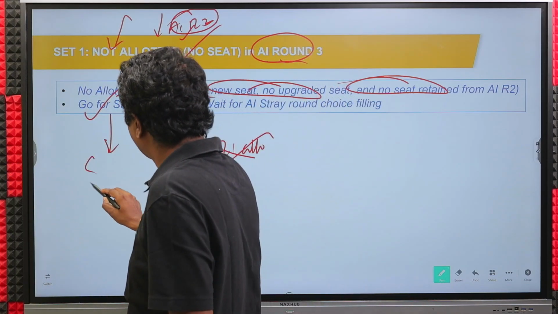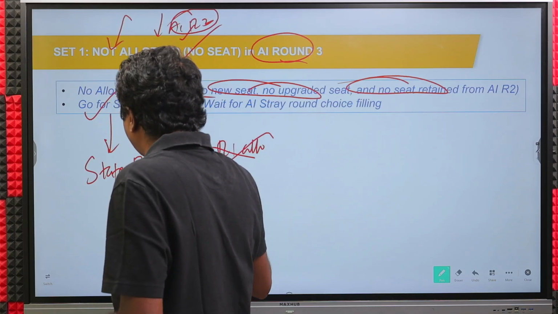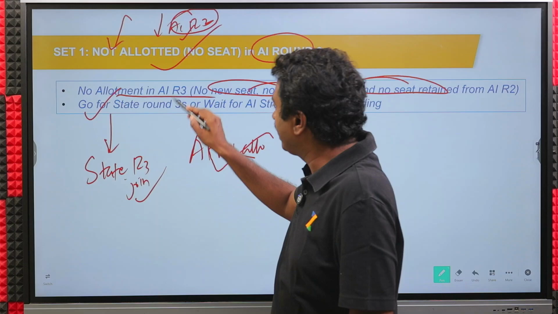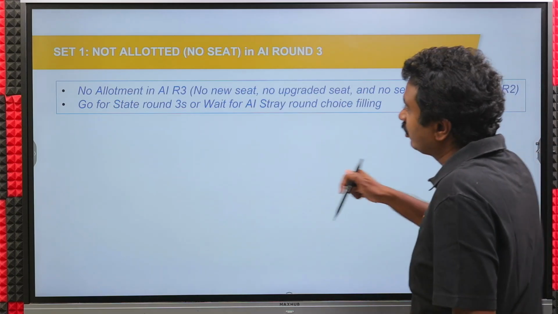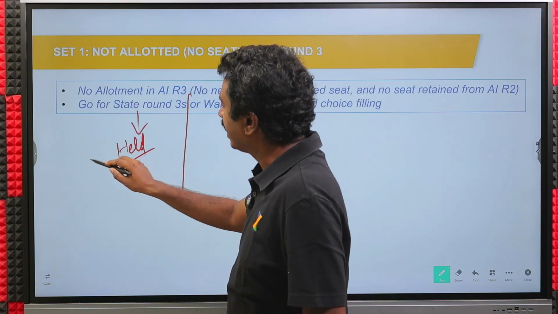Get a seat in state round 3 and join state round 3 seat. If you already have a state round 3 seat, then continue with the state round 3 seat and go ahead with state round 3 joining. At the end of state round 3, if you join a seat, say at the end of state round 3, you have a seat join status, I have a seat held at the end of state round 3.